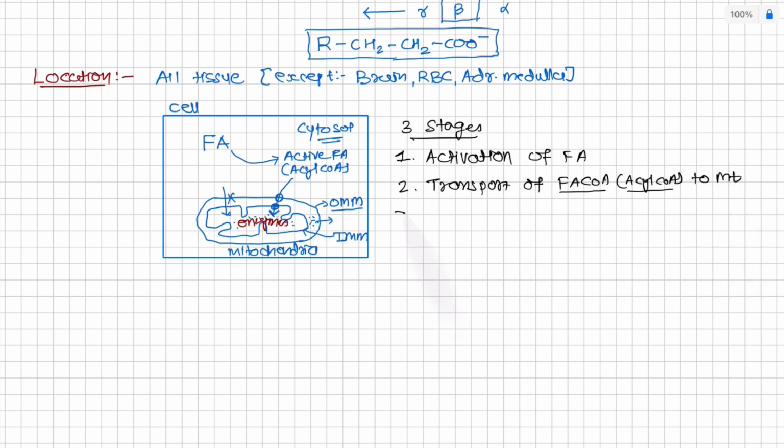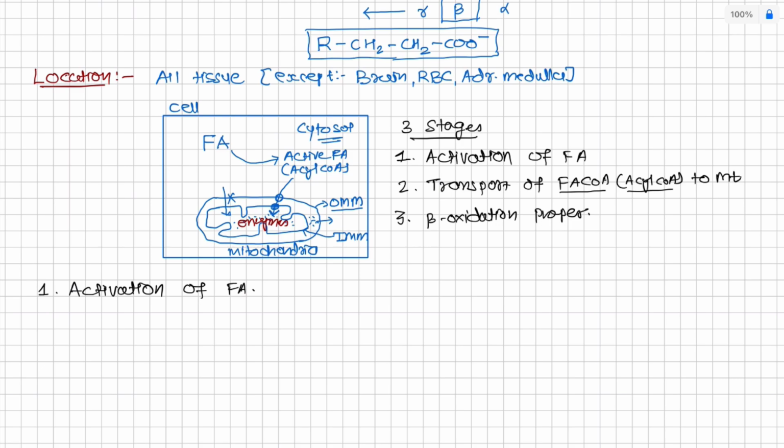Okay, and in stage 3, once acyl coenzyme A is inside the mitochondrial matrix, we describe all the steps of beta oxidation of fatty acid. So in stage 3, we describe beta oxidation proper. So let's start our discussion with stage 1, that is activation of fatty acid.